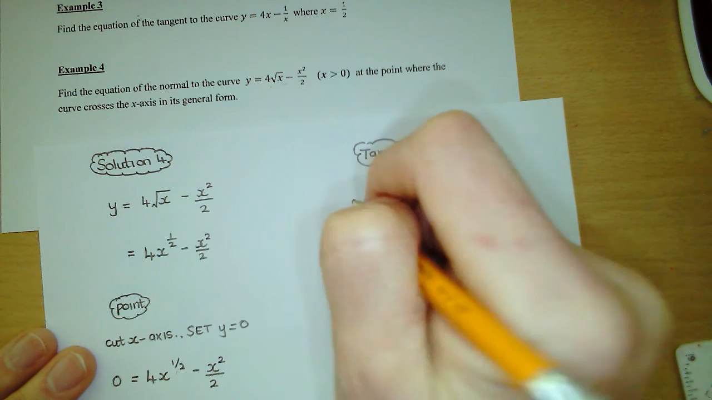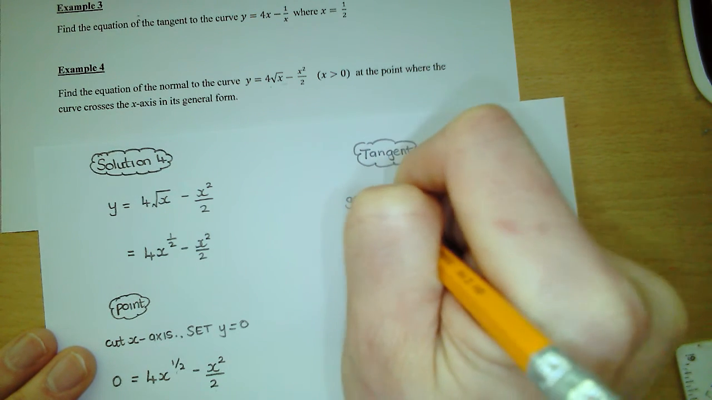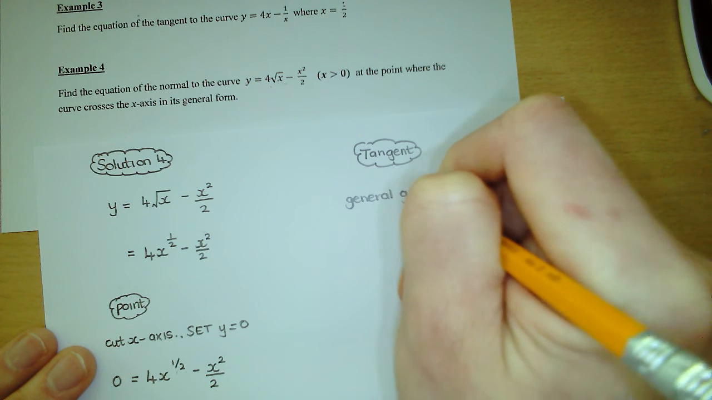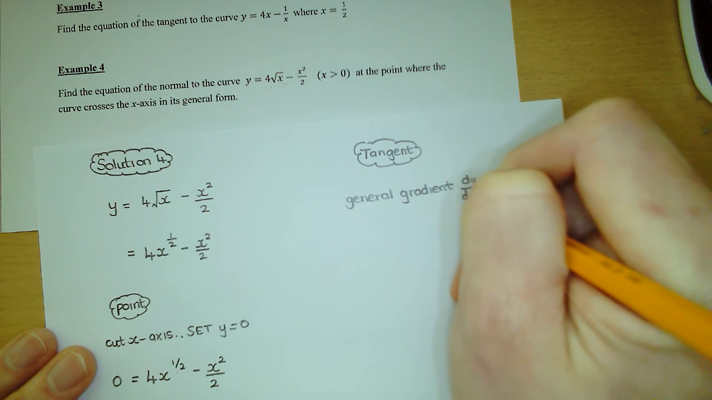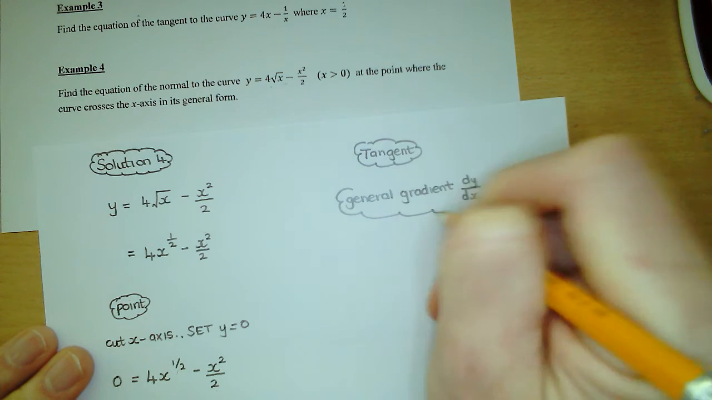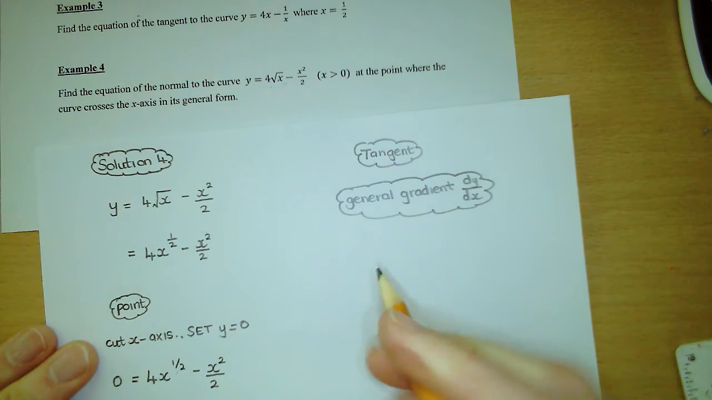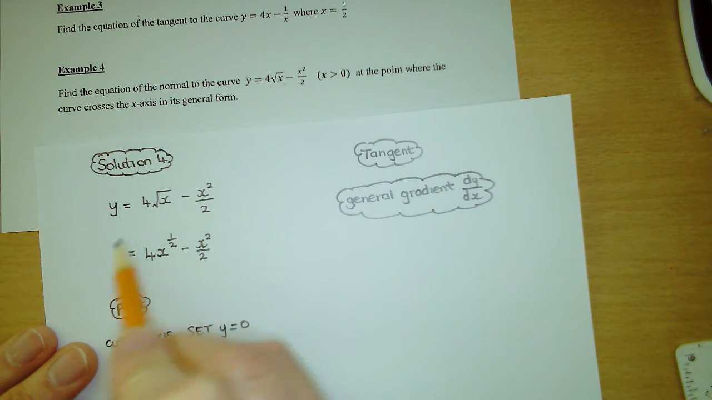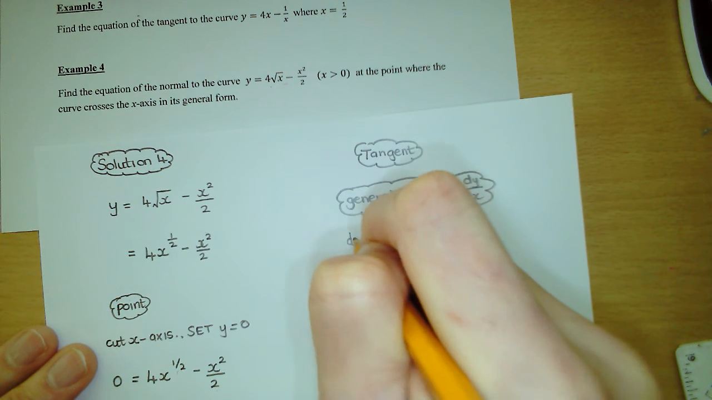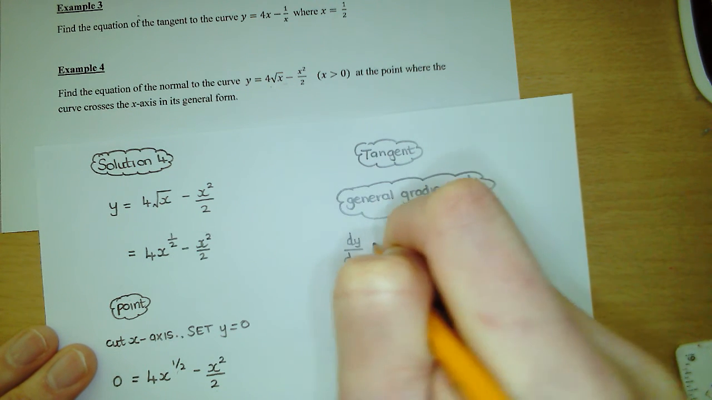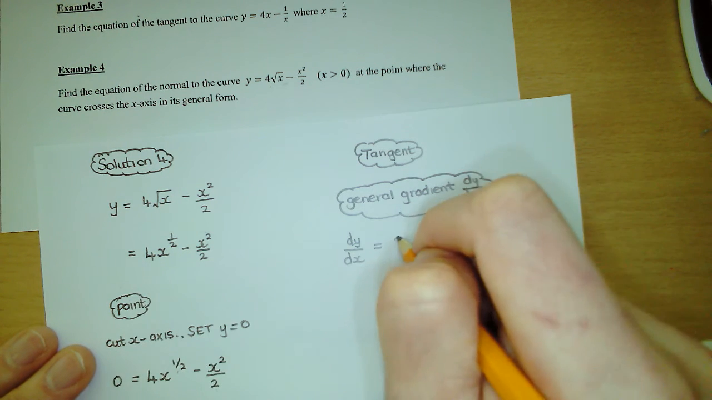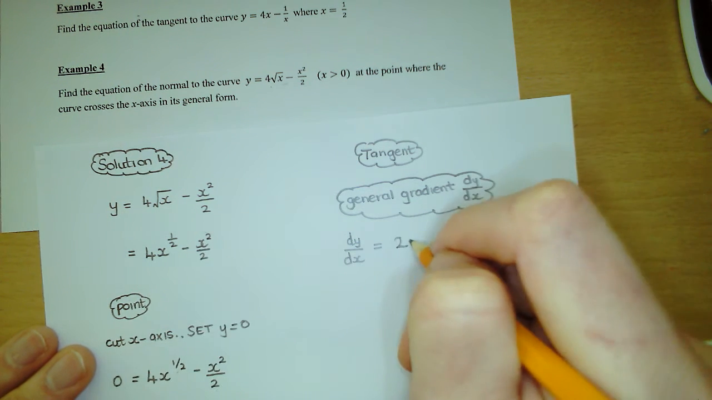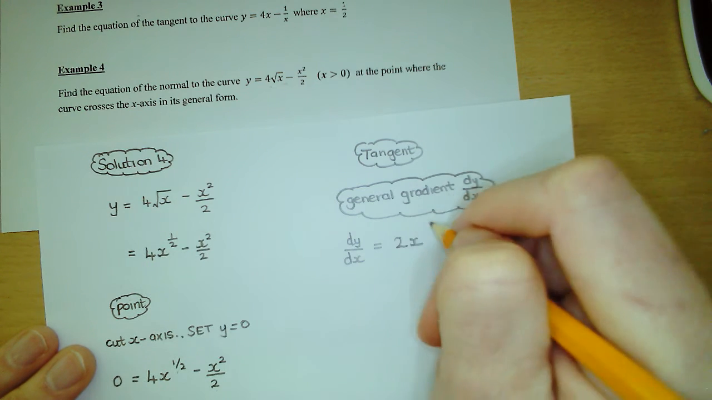And we're going to get the general gradient. And that is dy by dx. So in order to get dy by dx, we differentiate the curve that we prepared at the beginning. So dy by dx equals, so take the first term, multiply the term by its power. So it's a half multiplied by 4, which is just going to give us 2. Then copy down x, and then subtract 1 from the power.